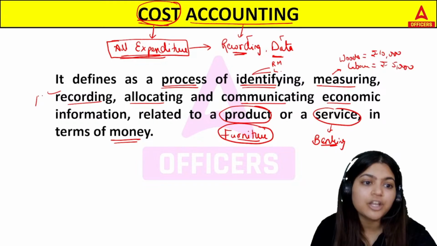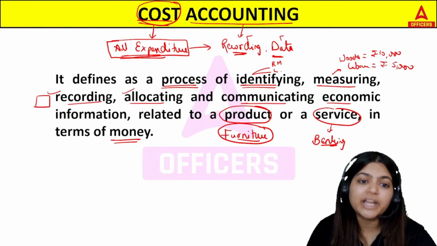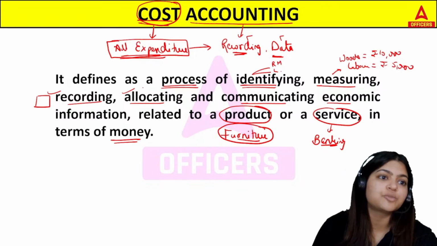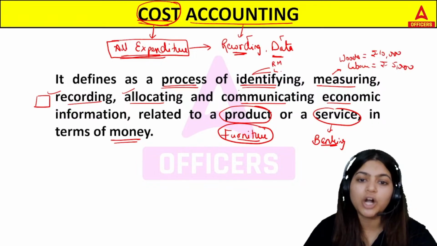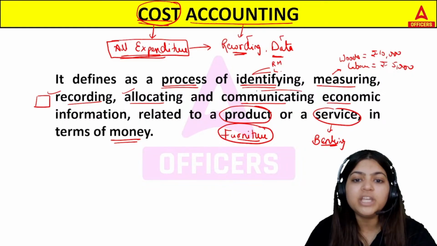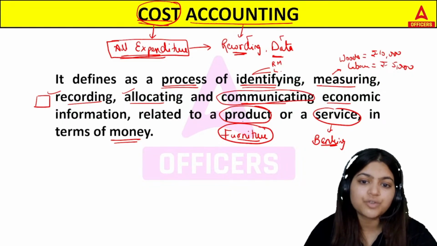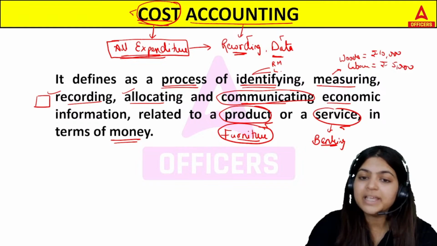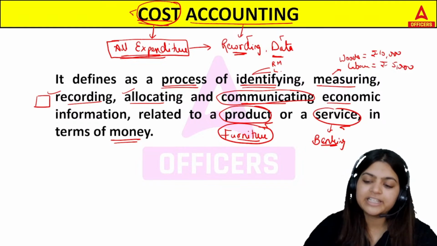Yes, I will create a record. Now allocating: which are my direct expenses, which are my indirect expenses. So I'm going to record it. And finally, I'm going to communicate my economic information related to products or services. So that is your cost accounting definition.